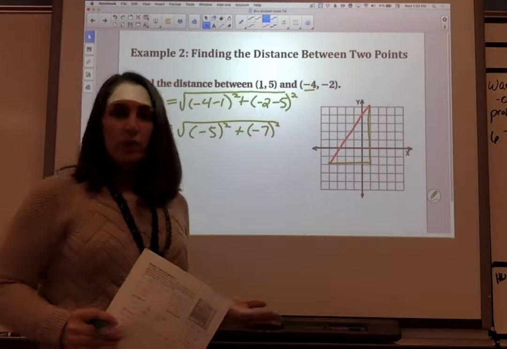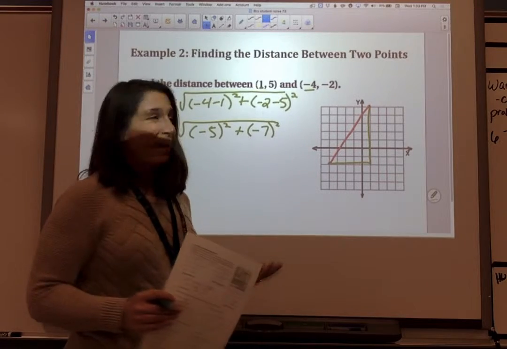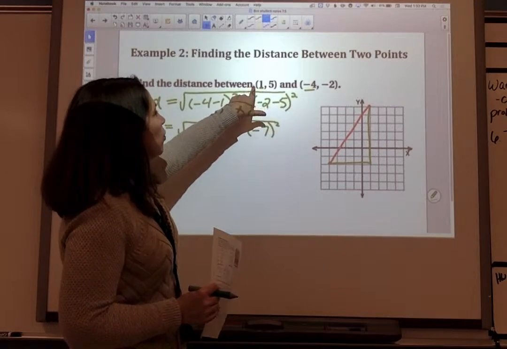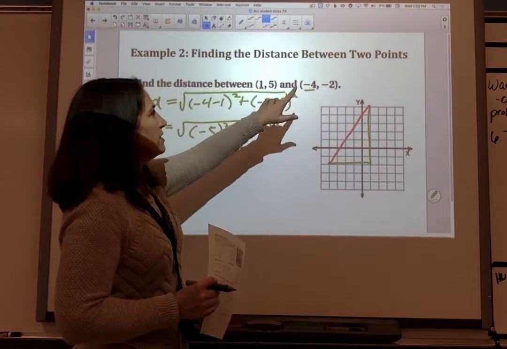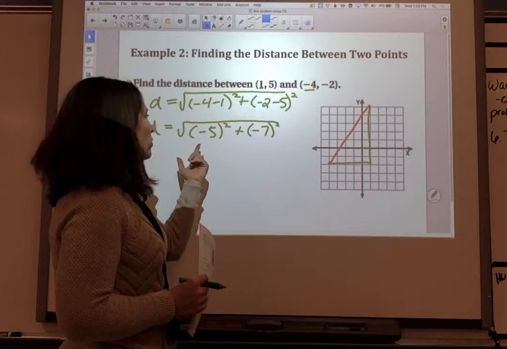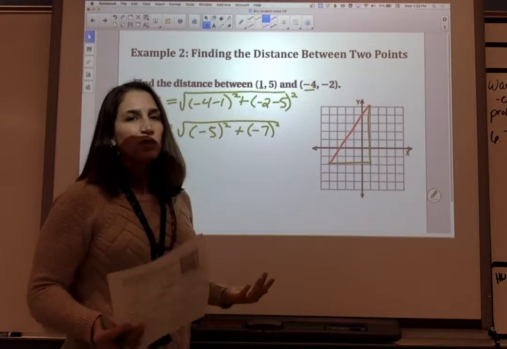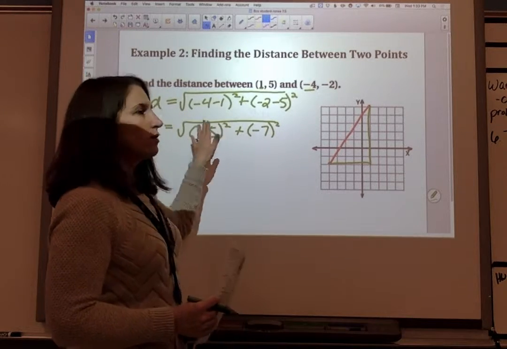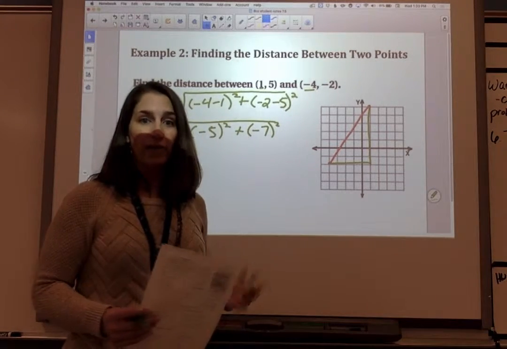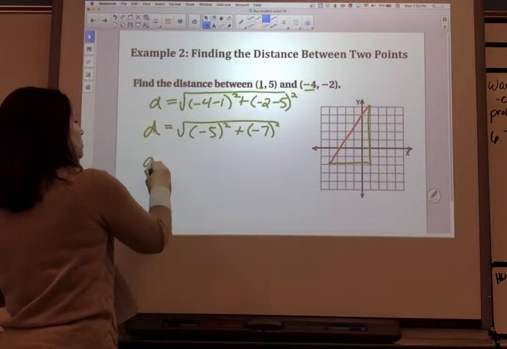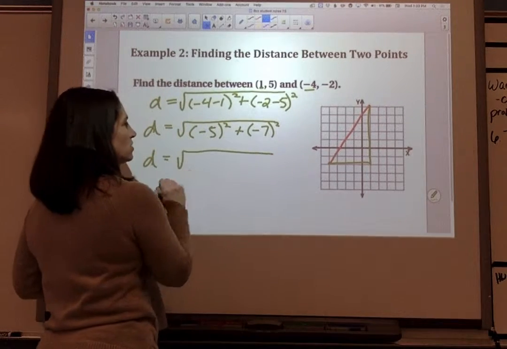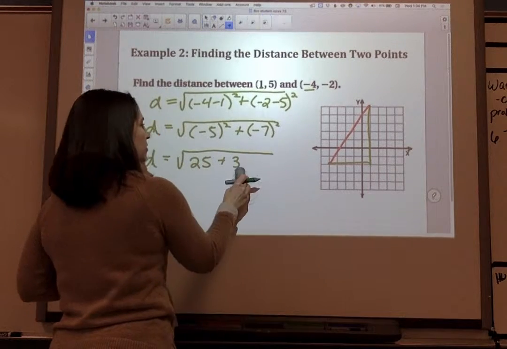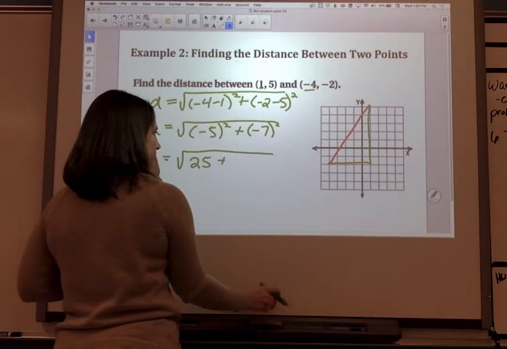Now, it doesn't matter which point you use as x1 and which point you use as x2, because we're really just finding the distance between these. If we did 1 minus -4 instead of -4 minus 1, we would have ended up with +5, but since we're squaring this anyway, it's not going to make any difference. Either way, 5 squared or negative 5 squared are both 25. So we'll say that's the square root of 25 plus 49.